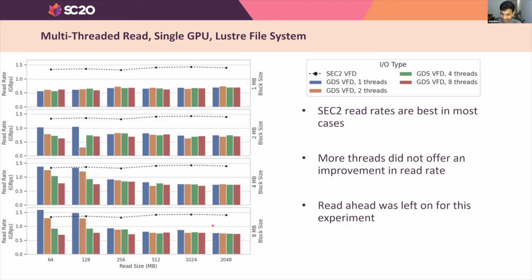And now I did the read as well. In this case, I didn't have a chance to disable the read ahead, because I didn't have access to the system for a very, very long period of time. So you can see that sec2 actually performs much better than using GDS, mainly because the read ahead was left on. And the main takeaway is that if you use sec2 with read ahead on, you'll get better performance for sequential IO requests.